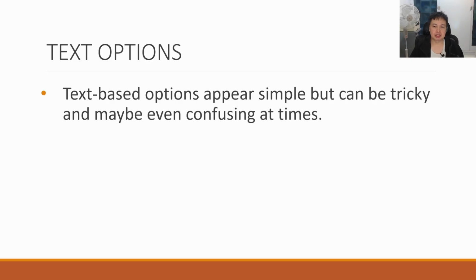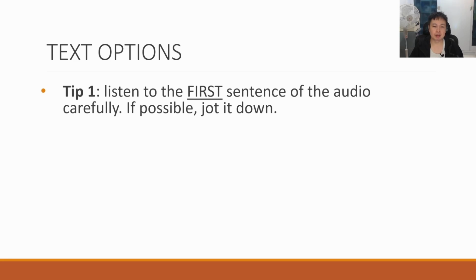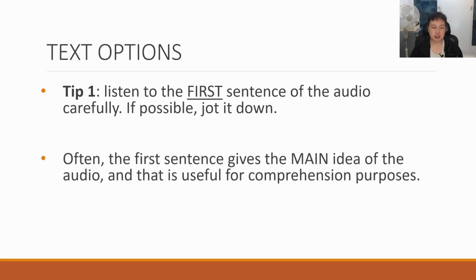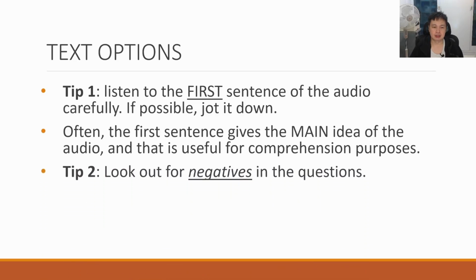Now, the text-based options appear simple, but can be tricky and maybe even confusing at times, and I'll show you why. Here are some tips. Tip number 1, always listen to the first sentence of the audio carefully. If possible, jot it down somewhere very quickly in shorthand on the question paper, because the first sentence gives the main idea of the audio, and that is useful for comprehension purposes. What is the audio about? Is it about a picnic? Is it about a fictitious story? Is it about an interview? The first sentence will tell you all that.